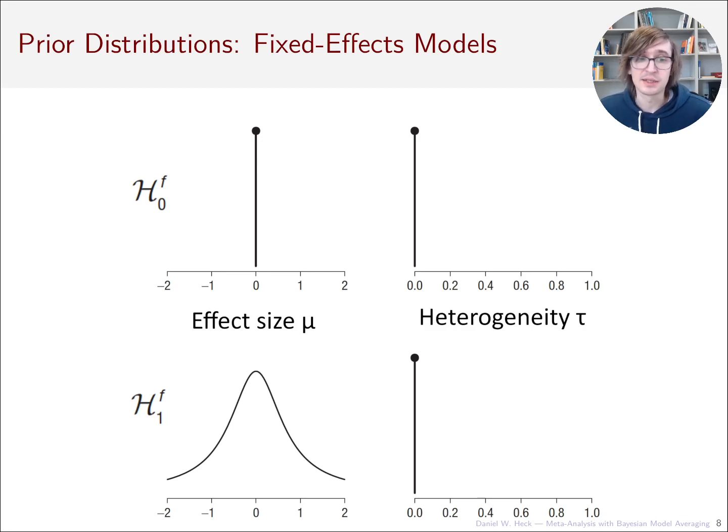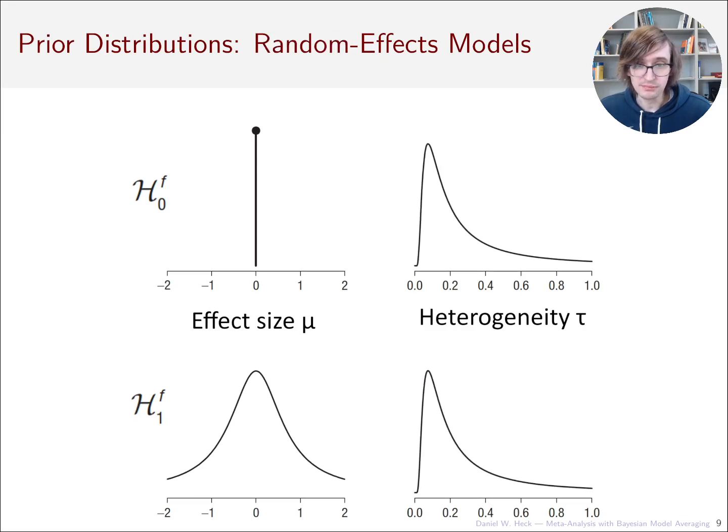On the left-hand side, it differs between the null and the alternative model whether you assume an effect. The null model assumes no effect, the alternative assumes that the effect is likely between -2 and 2, with higher probabilities assigned to smaller effect sizes. Now I switch to the random effects model, and you see on the right-hand side a prior distribution on the heterogeneity tau, on the standard deviation of effect sizes. And this here is a default prior used and based on a literature review.